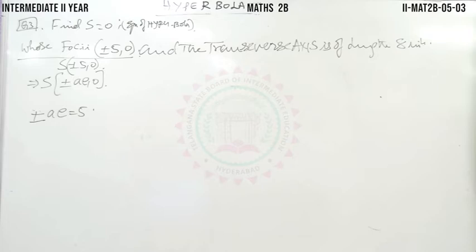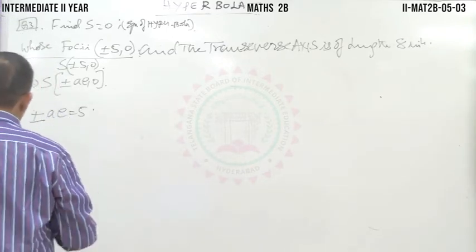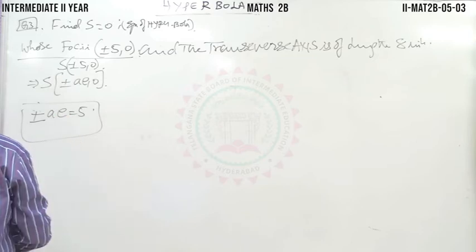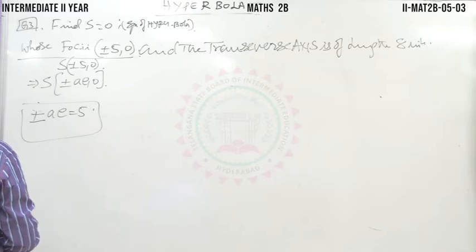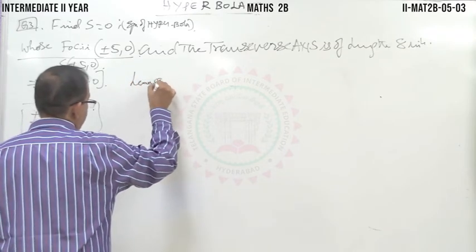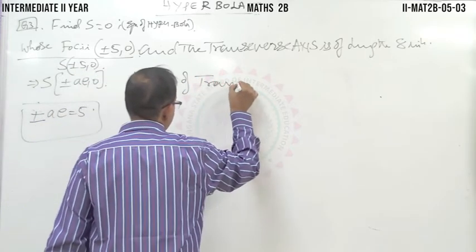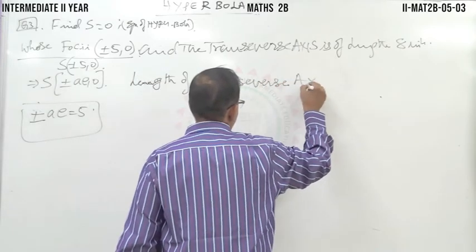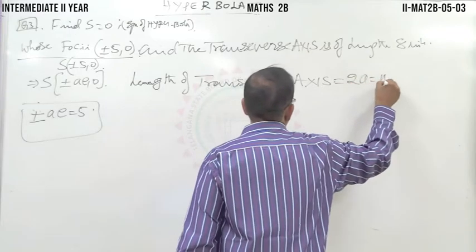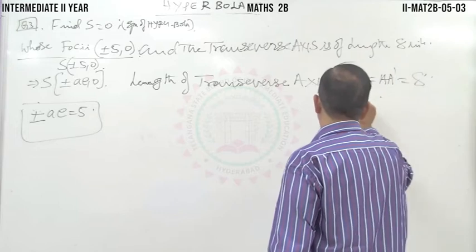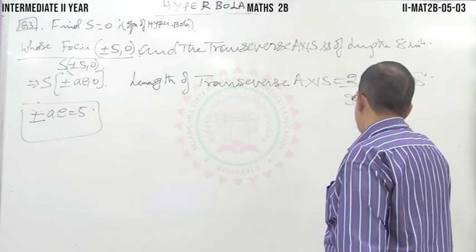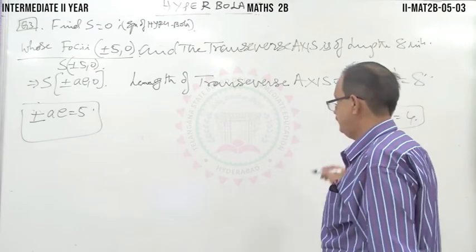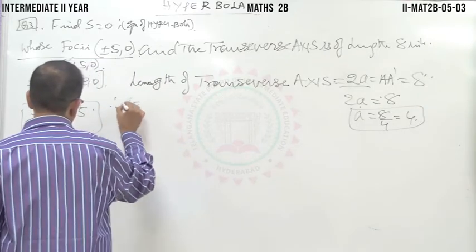The first and foremost point in our given question is that foci are given, that is, foci S is equal to plus or minus A, comma 0. We have been given 5 and therefore AE is equal to 5. Let us write the length of the transverse axis also, which is important information. The transverse axis is nothing but 2a, AA dash. Therefore, 2a is given to us as 8. So 2a is equal to 8 means a is equal to 8 divided by 2, that is 4. So the a value is 4.